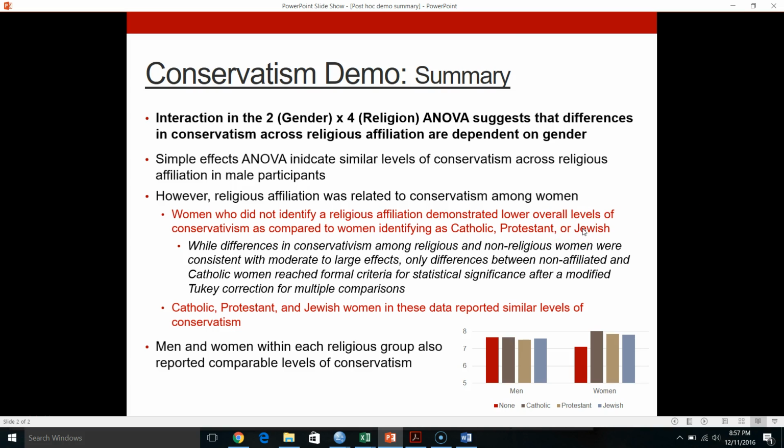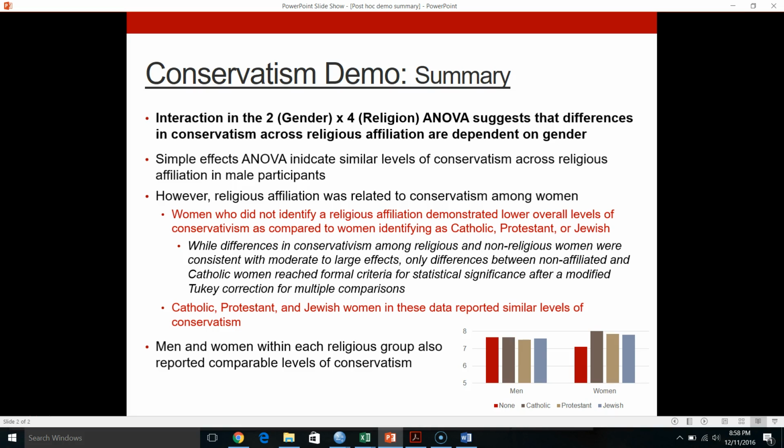While these differences that we identified here were associated with moderate to large effects, only the differences between our unaffiliated women and our Catholic women reached formal criteria for statistical significance after our correction for multiple comparisons. And again, when you're running these analyses, if you're doing a nice job of correcting, you have to be careful in your design about how big this interaction is going to be, and do I have any hypotheses about what's going on or what groups should be different? Because if you don't, and you're being mindful of inflated alpha rates, you should be imposing some sort of correction.